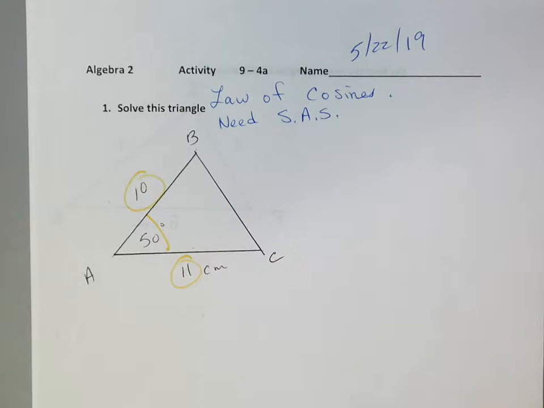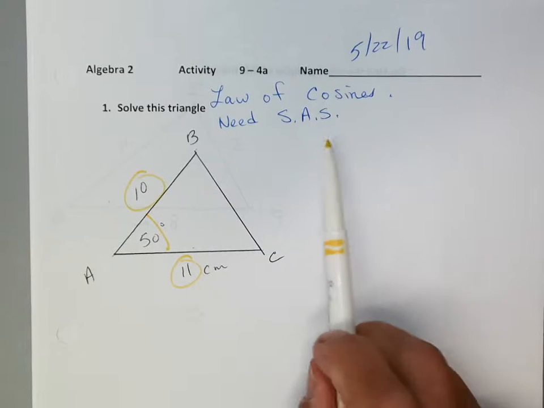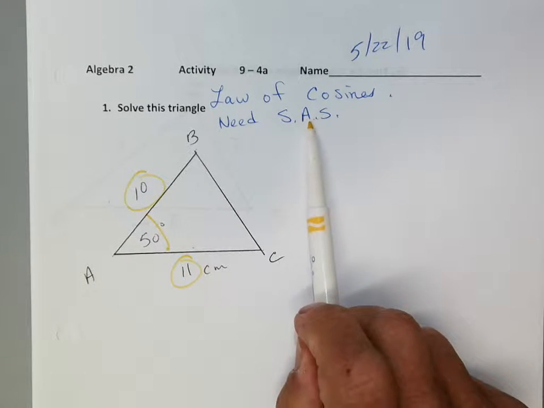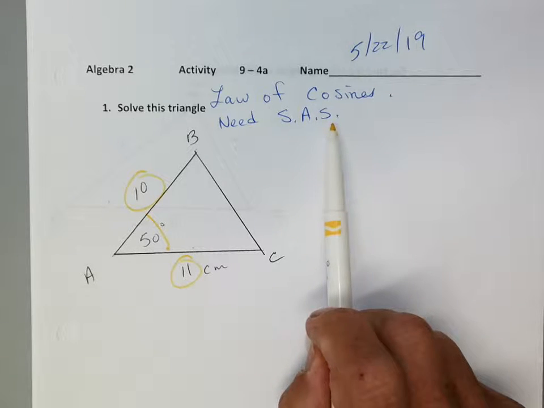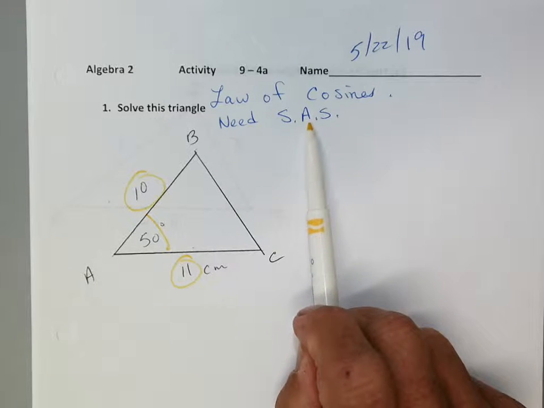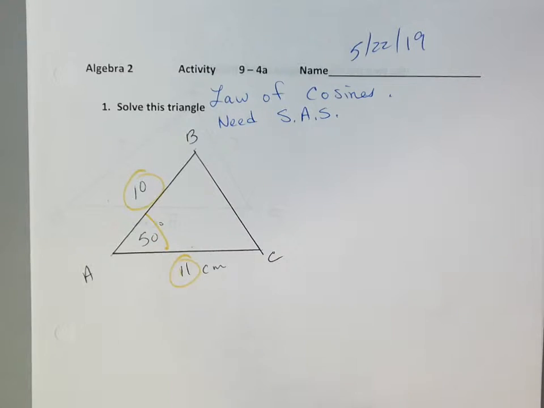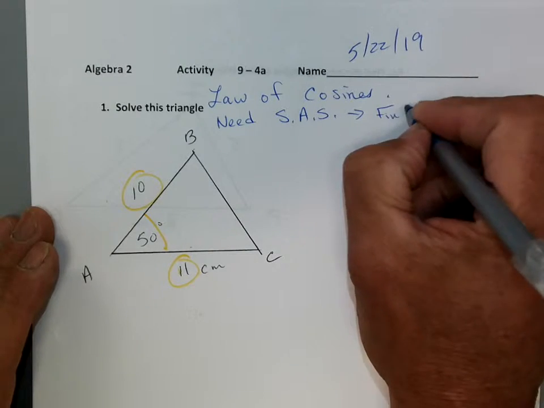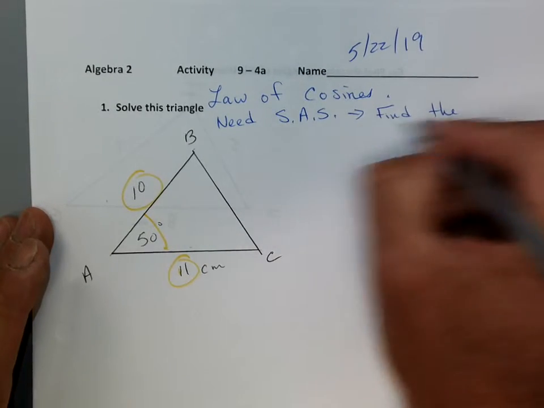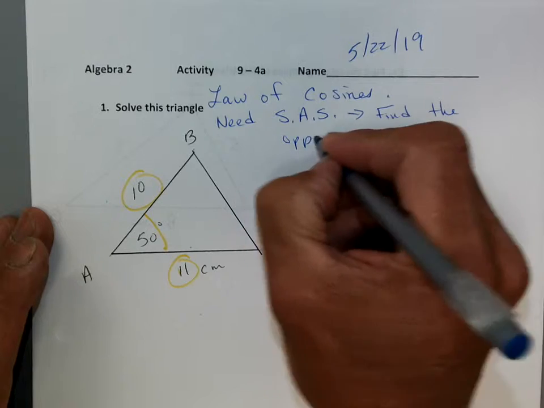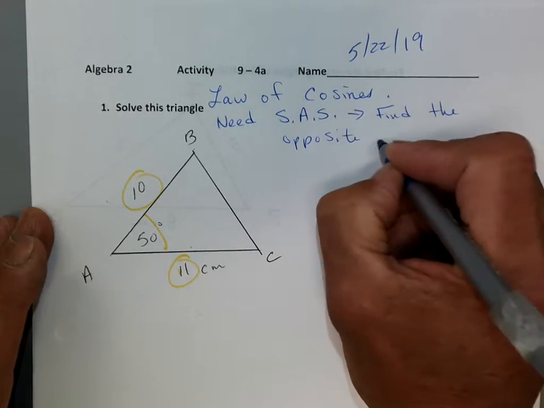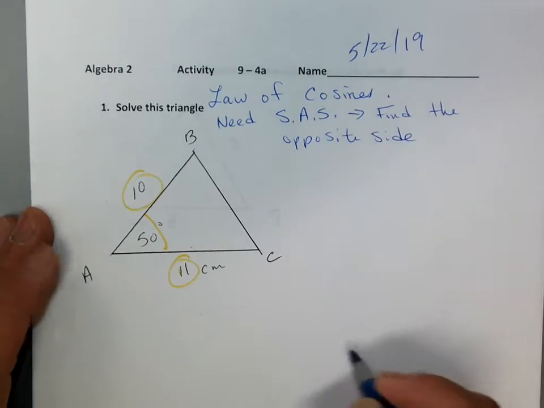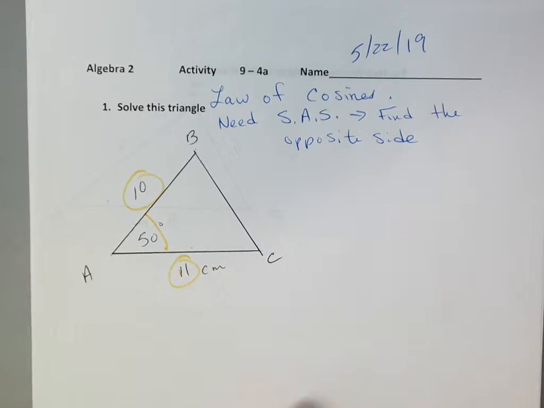And when we say side, angle, side, in geometry we learned that the angle we know is in between the two sides we know. So it's the included angle. That's what we have. So what we can find then is the opposite side. Okay, so it is a big equation.